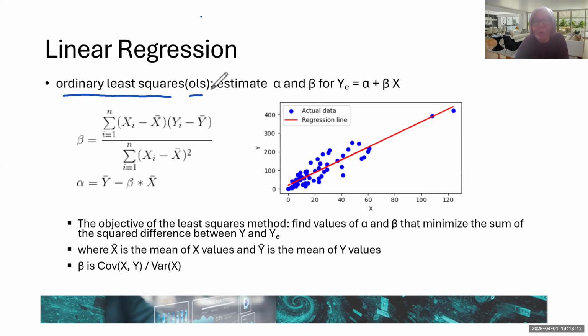Okay, so the idea is, here you have the model. This is the model. And within the model, alpha and beta, those two are the coefficients. But you don't know them, they are unknown.